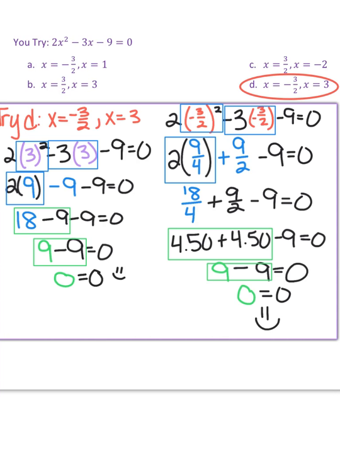Okay, here's the solution all worked out. Hopefully you guys got D as your solution. When you plug in a +3, you get 0 equals 0, which is awesome. When you plug in a -3/2, working all the way through the problem, you also get 0 equals 0. At this step in the problem, I did change it to decimals. So that was something that you just divide 18 divided by 4, and that would give you 4.5. Same thing with 9 divided by 2.